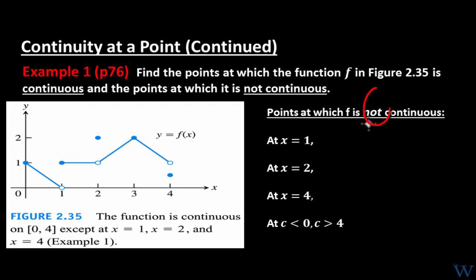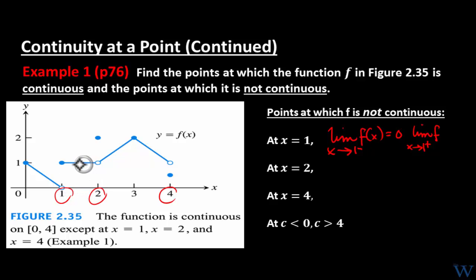So we can now tell you where the function is not continuous: as you can see, at x equal to 1, 2, and 4. Why is that the case? Because of the limit of f of x as x approaches 1. Coming from the left, it's equal to 0. And coming from the right, the y values are at 1. You see these do not coincide, so we know that the limit does not exist. So the limit of f as x approaches 1 does not exist.